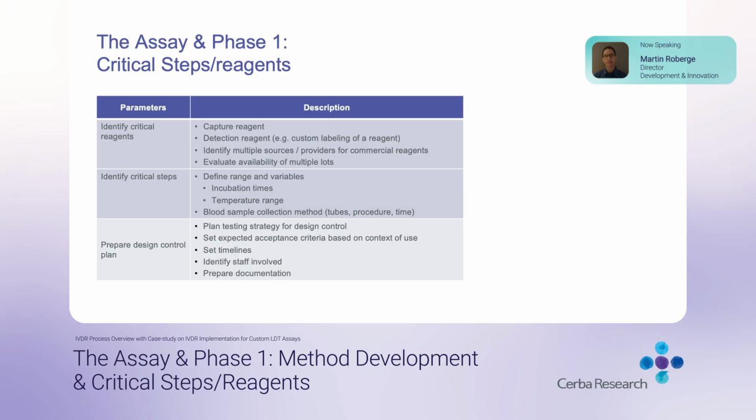So now we're very comfortable with the assay. We've identified the critical reagents and critical steps. We need to prepare a design control plan. This is documentation to plan the strategy for the design control. We need to set the expected acceptance criteria based on the context of use and based on the method development results that were generated. We need to set timelines. We need to identify the staff that's going to be involved and prepare that documentation. And that's where a project manager's involvement would also be very critical. So next.